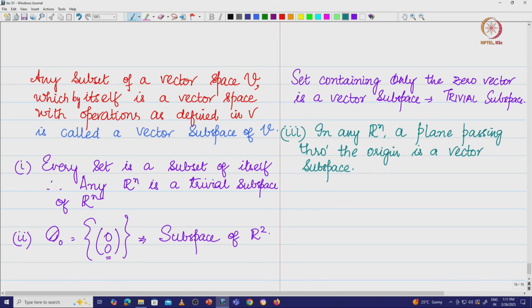But geometrically you have all these ideas like a line passing through the origin, or a plane passing through the origin, or any linear geometry that passes through the origin would always be a vector subspace. Now there are a few questions that we need to answer, which we will look at right now, and probably answer in the next class.